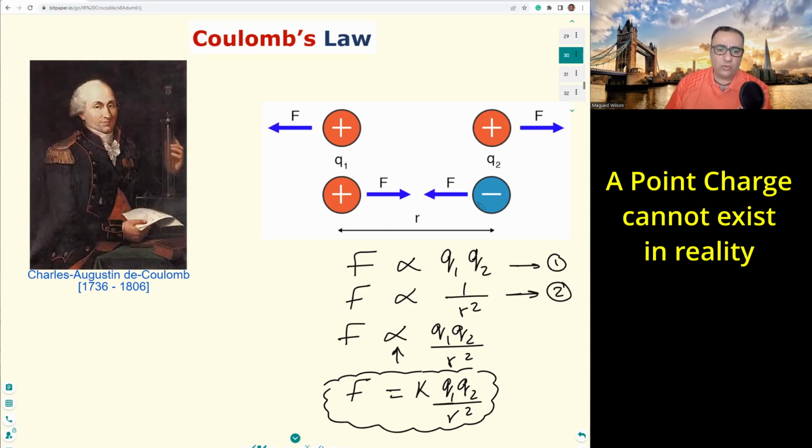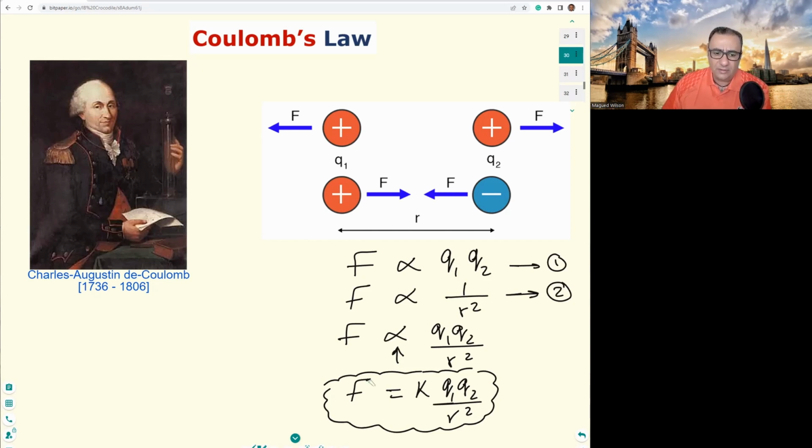So the statement of Coulomb's law, at the end of the day: the electrostatic force between two point charges is directly proportional to the product of the magnitudes of the two charges and inversely proportional to the square of the separation or the distance between them. Okay?